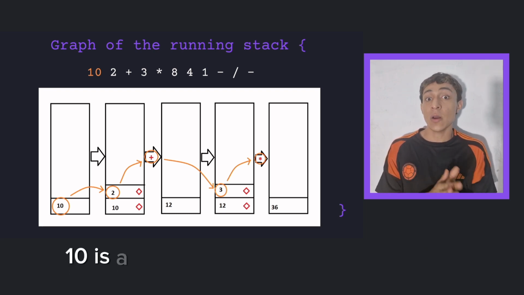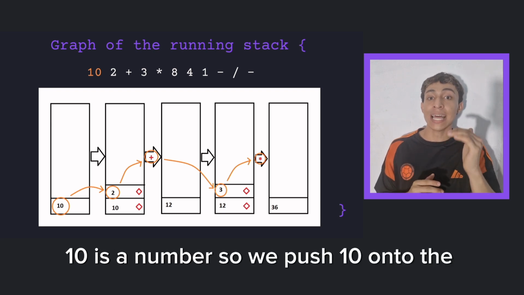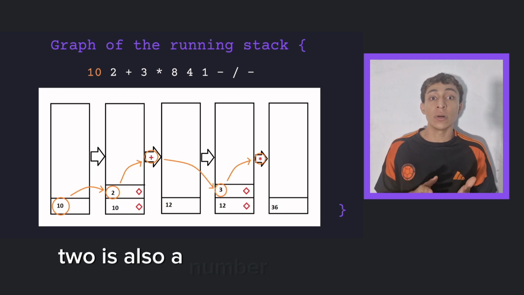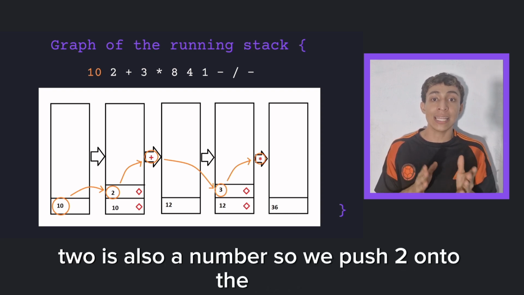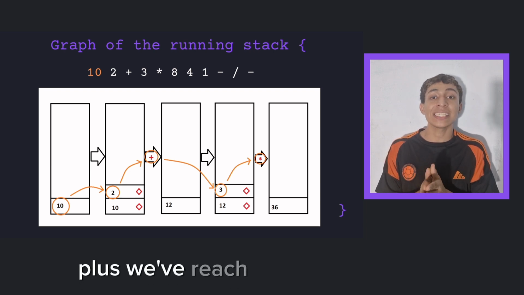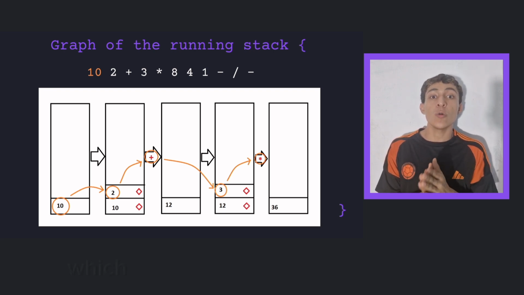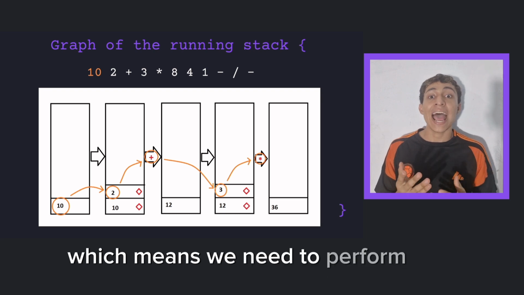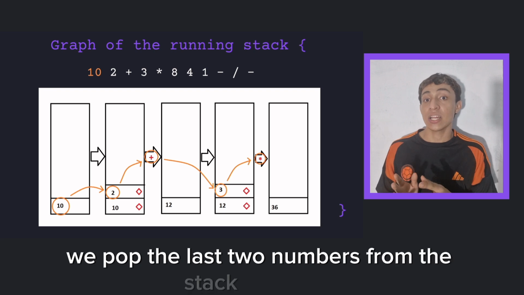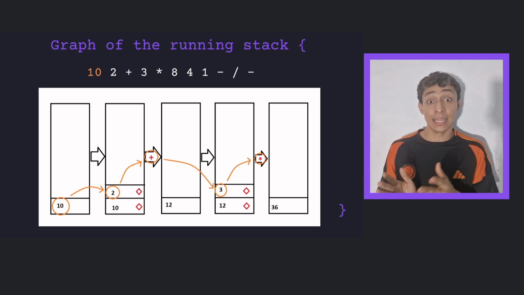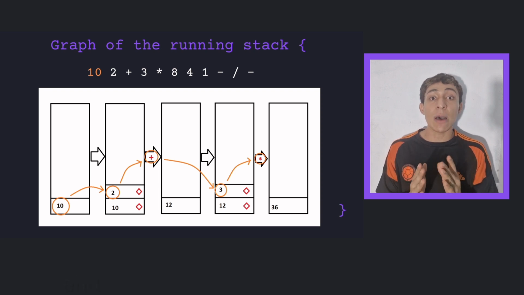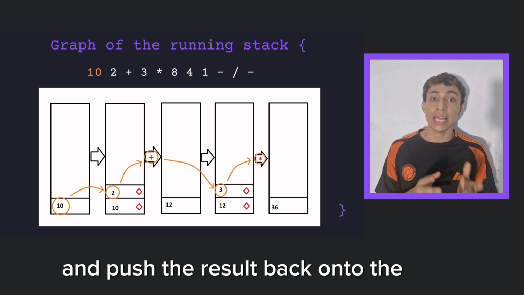10. It's a number, so we push 10 onto the stack. 2. It's also a number, so we push 2 onto the stack. Plus. We've reached an operator, plus, which means we need to perform an operation. We pop the last two numbers from the stack, 2 and 10. Then we calculate 10 plus 2 equals 12, and push the result back onto the stack.